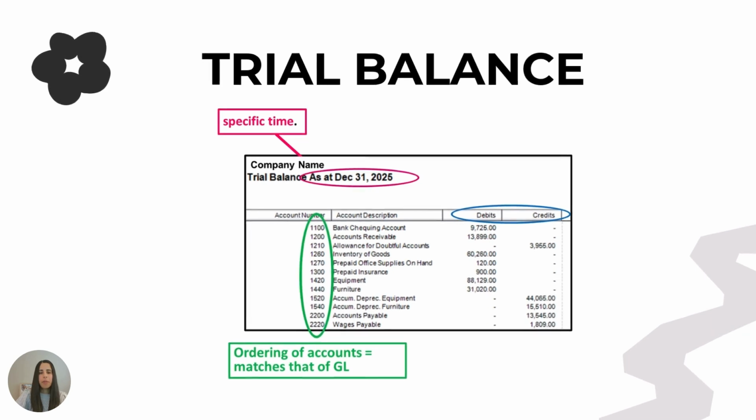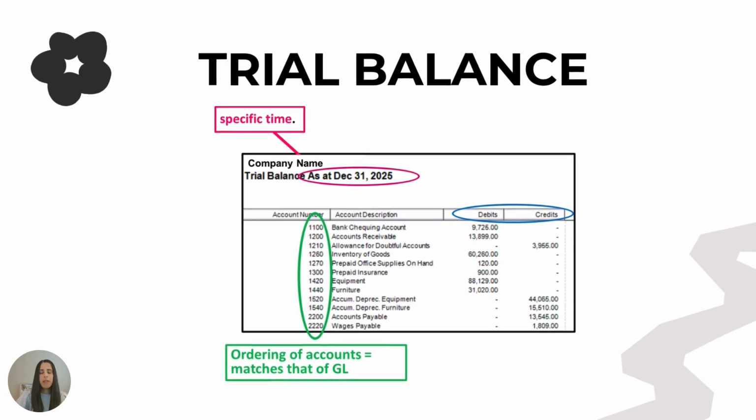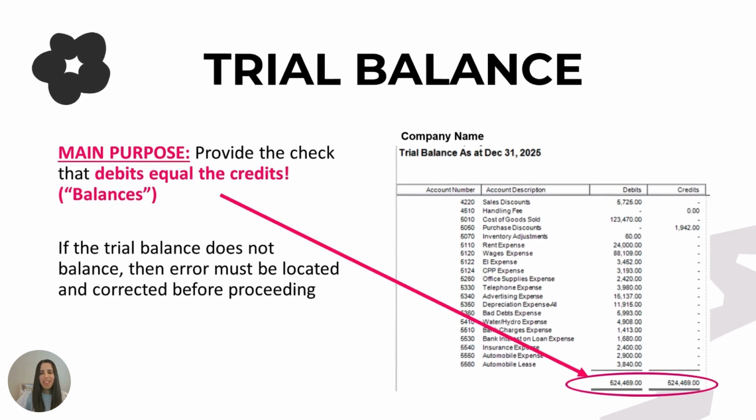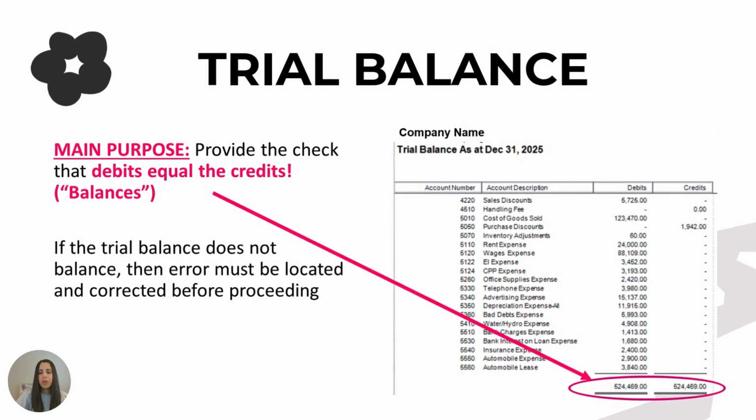So, an example of a trial balance. This is just the beginning of a trial balance. You'll see we have the company name, the report name, trial balance, and then the specific date. Now you'll see the 4 columns. We have one for account number, then the account description or account name, then a debit and a credit column. The account numbers are all ordered, and that ordering matches the GL. If we look to the end of the trial balance, because it's a very long trial balance, you'll see the totals of the debit and credit columns will be the same.